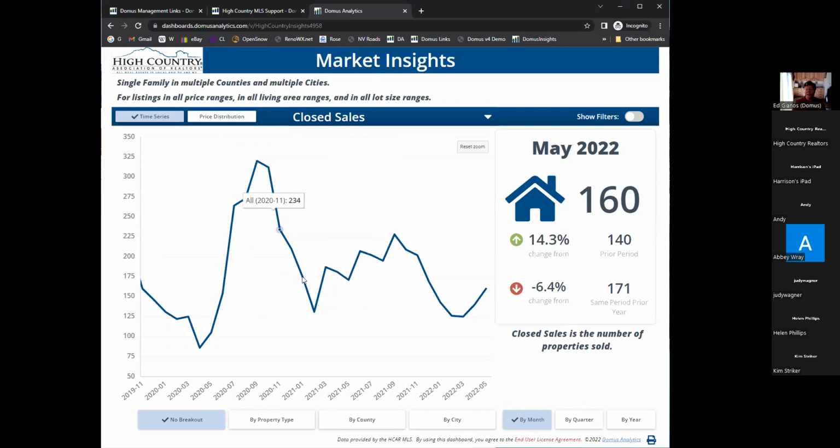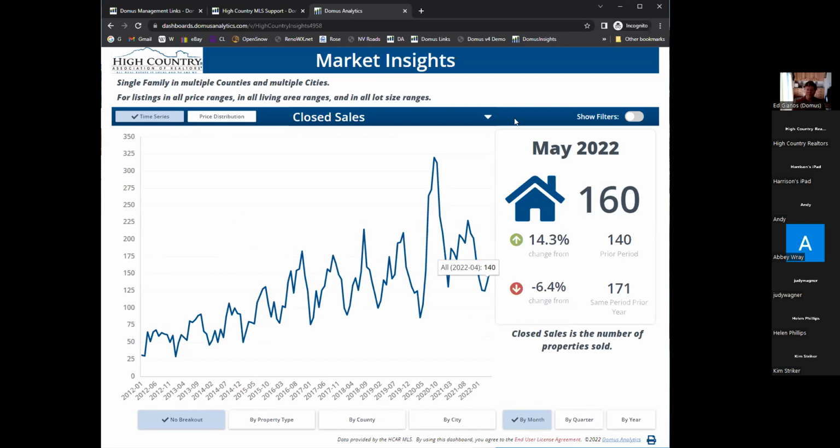So I can see exactly the change. Hey, here's where we spiked in 2020. We kind of found our footing in 21. And then here's where we are up to today. So I can also zoom in on any of these charts. It's a neat little feature.